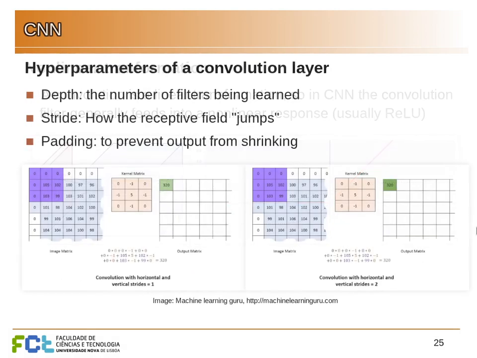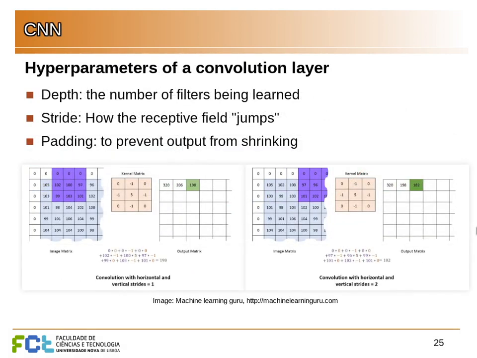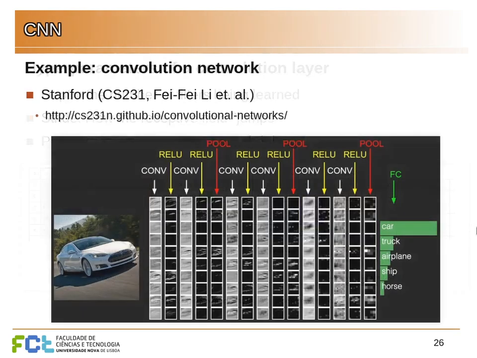Padding prevents that by keeping the same size, for example, by adding zeros around here, and so we can now reach every place with the center of the kernel. So in this case, the feature map would have the same size as the input, the original input matrix. So this is another parameter that you can use.